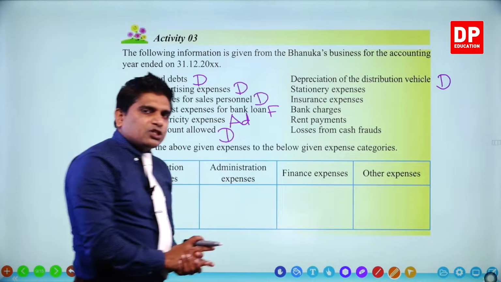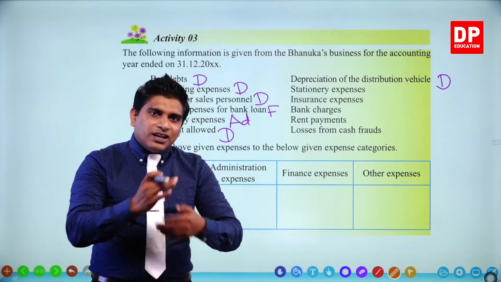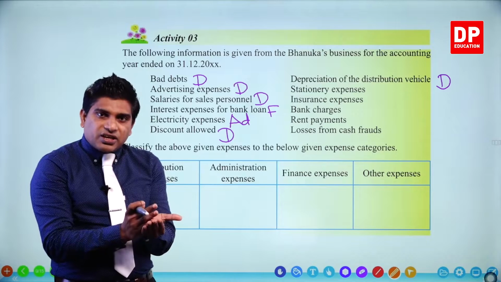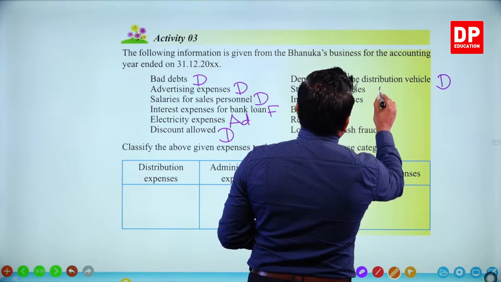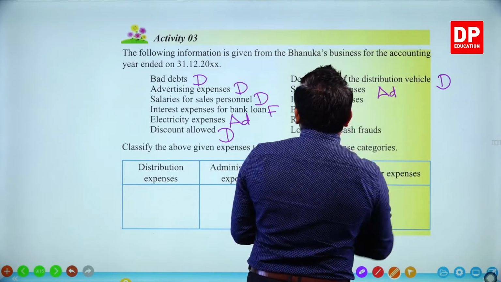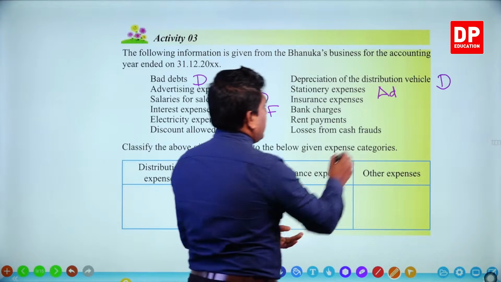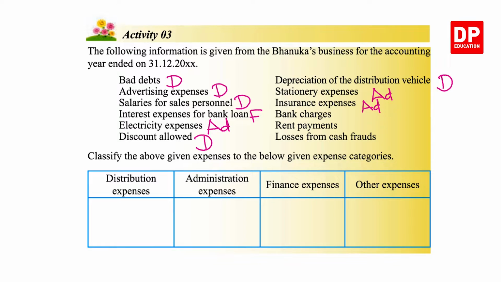Then stationery expense. To conduct our internal operations and administration activities, we had to use some stationery, right? So that one comes under the administration, right? Then insurance expense. That one is also administration expense, right? Then bank charges, you know, financial expense. Rent payment, administration expense, right?